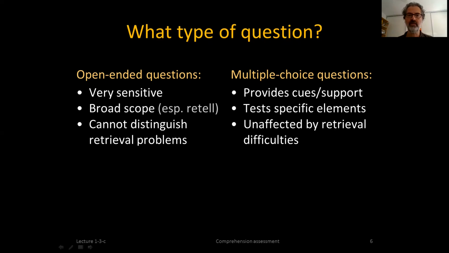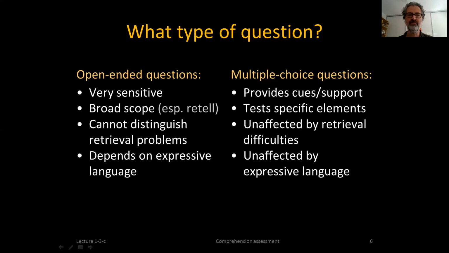Open-ended questions cannot distinguish whether someone does not answer correctly because they did not understand the passage or because they forgot the situation model in the meantime or they are unable to formulate an answer. Multiple choice questions are not affected by retrieval difficulties because they present the different options in full, so someone doesn't have to remember them but can reconstruct the passage based on the alternatives.